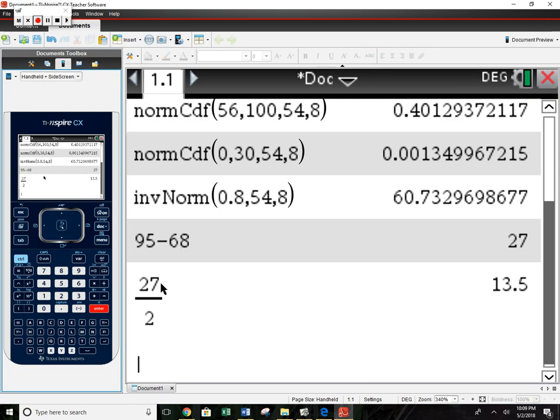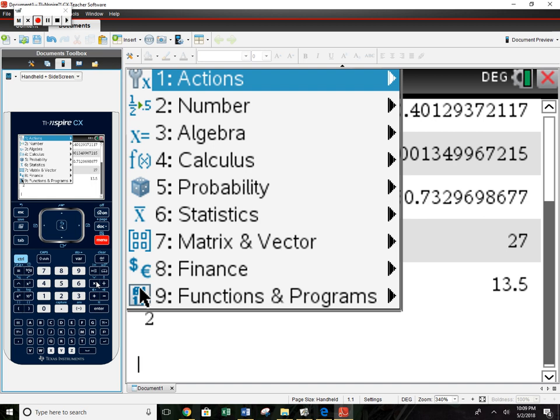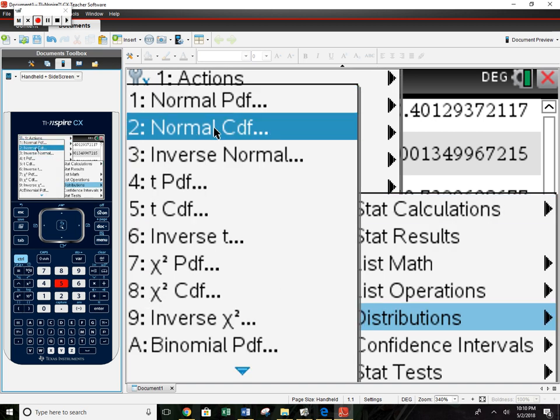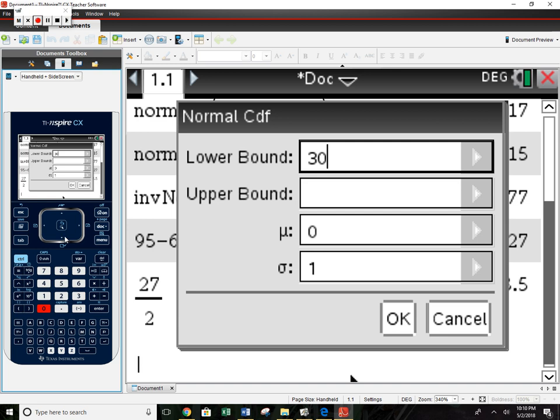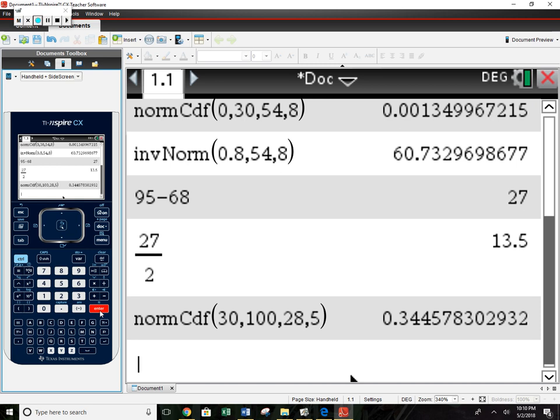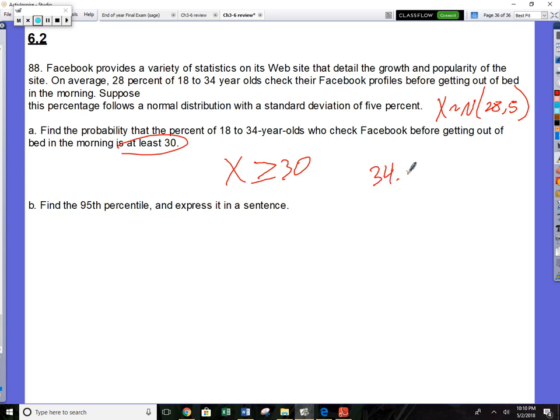So here we go. We're going to go menu 6.5, and that is a cumulative. The lower bound is going to be 30. The upper bound is going to be 100. The mean is going to be 28. I think if you change all these to decimals, you should get the exact same answer. What was our standard deviation? 5. So if I run that, we're going to get 0.3446. So that is about 34.5%. So this is kind of weird because it's talking about percent, so it's kind of confusing. So it's really kind of a poor question.